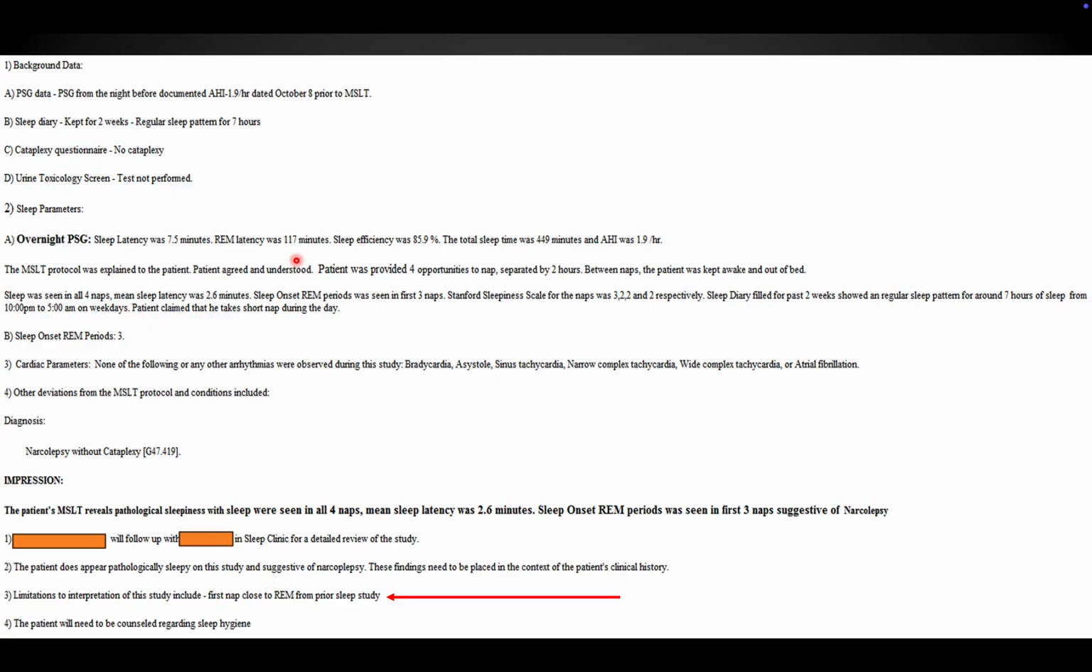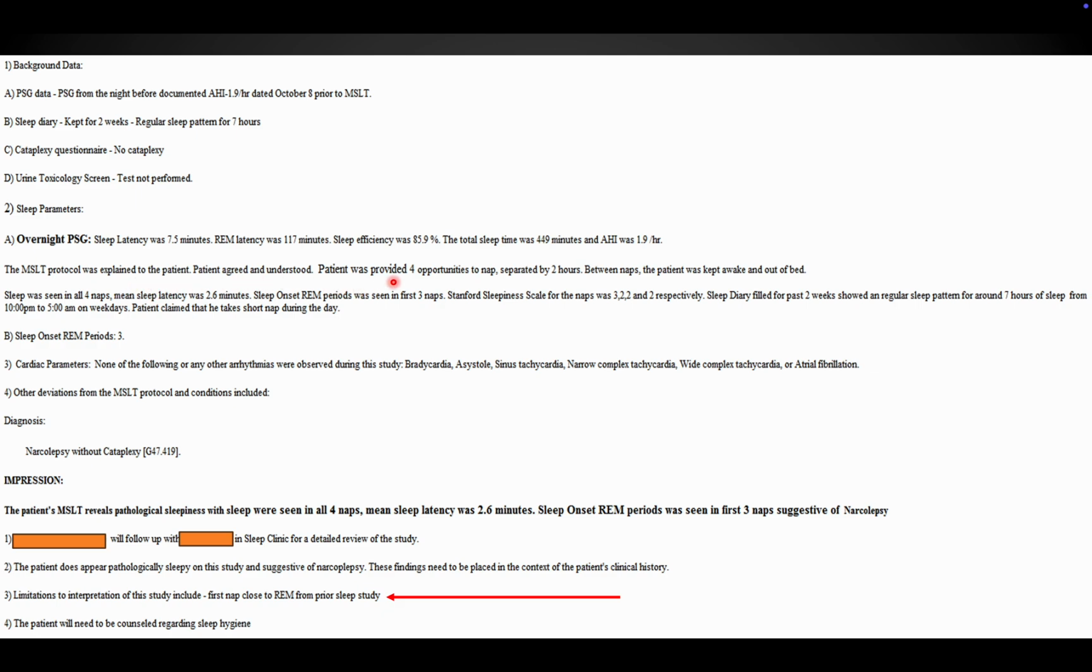So this is an example of a sleep study with MSLT data. We can say that the overnight sleep study showed an AHI of 1.9 per hour, with a regular sleep pattern of 7 hours for 2 weeks. On the cataplexy questionnaire, there were no cataplexy symptoms, and urine toxicology was not ordered. The mean sleep latency on the overnight PSG was 7.5 minutes, REM latency was within normal, and total sleep time was mentioned as well.